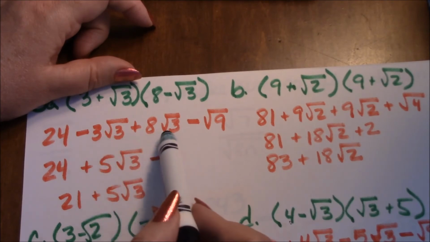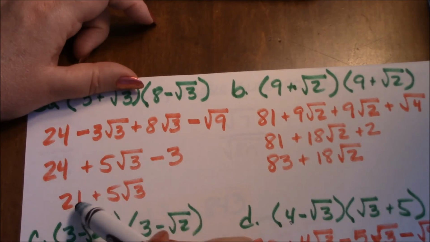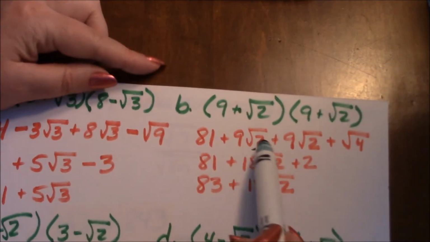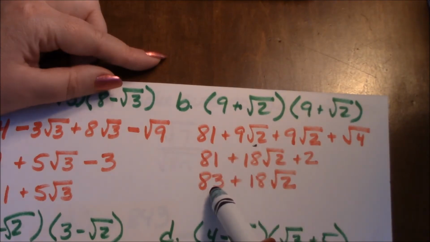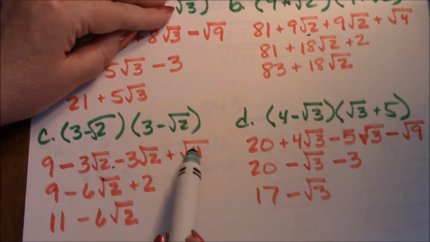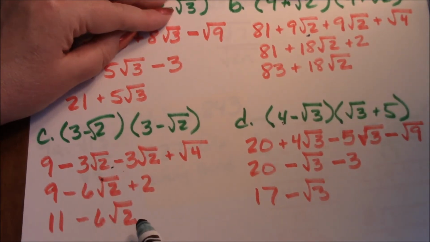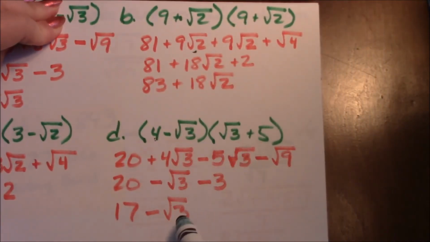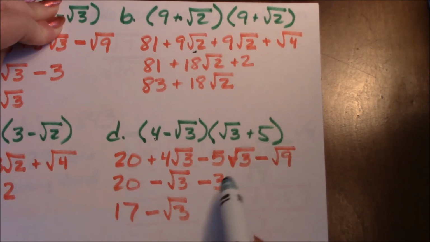We combine negative 3 root 3 and 8 root 3 into 5 root 3, and these two into 21. We combined the middle 2 into 18 root 2 and the outer 2 into 83. We combined the middle 2 here to negative 6 root 2 and the outer 2, because root 4 is 2, and we're going to add that to our positive 9 to get this. Our middle 2 becomes negative root 3, and our outer 2 becomes 17.